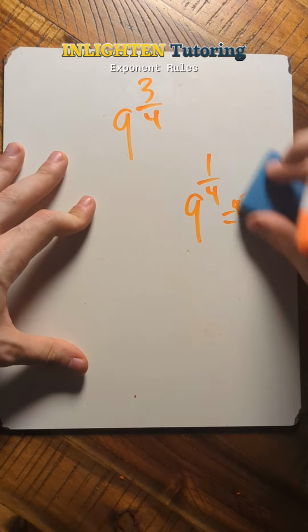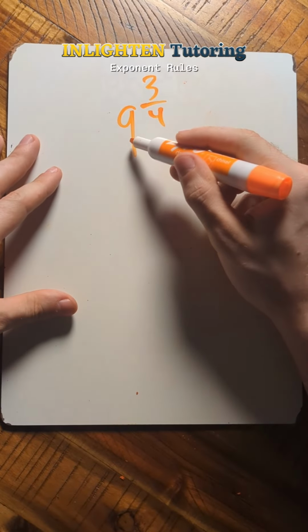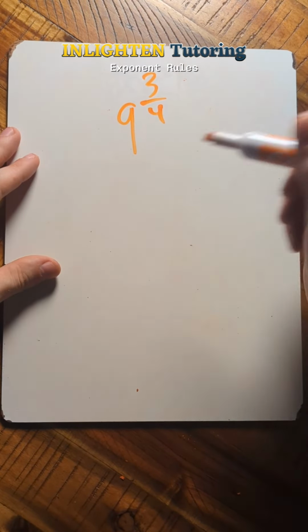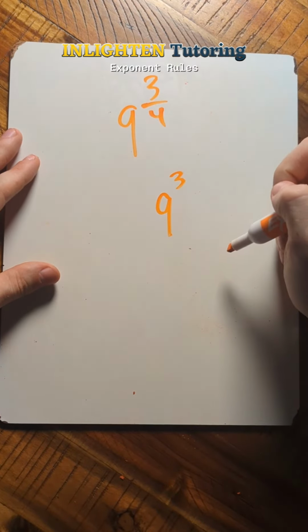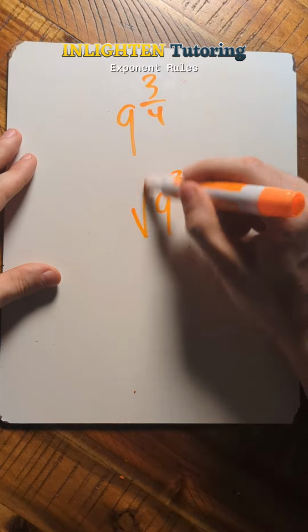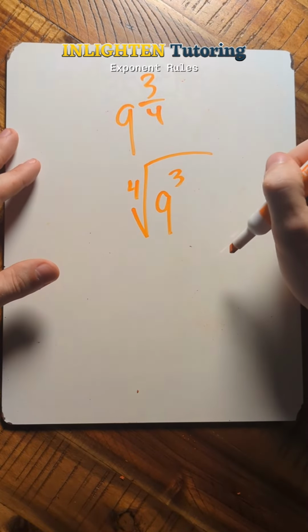So the main takeaway here is that if I've got a number raised to a fractional power, I'm going to take that number, I'm going to put the numerator attached to the number. I'm going to take the denominator, and that gets attached to the root.